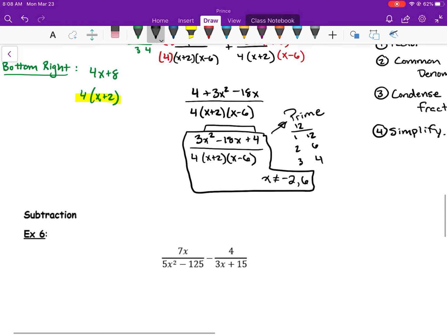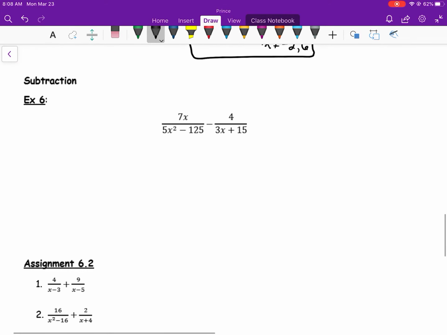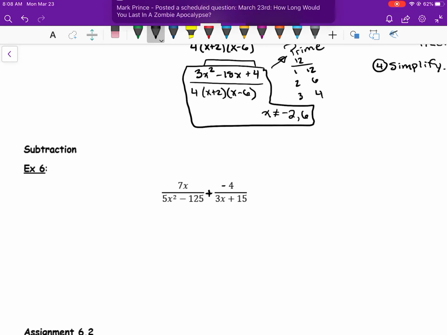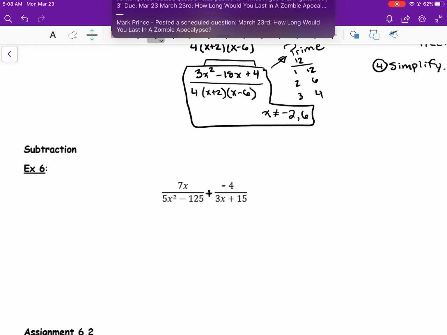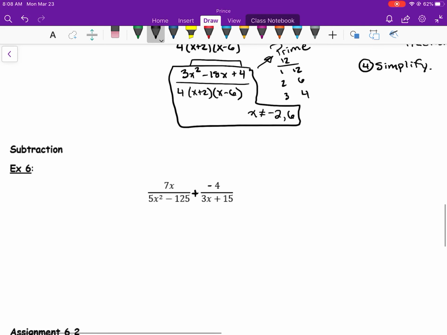Okay, last example. Subtraction. Now, subtraction is no different than addition, just with the minus sign. Alright, so basically this will become addition here, and then that goes to the negative on top. Okay? So you can leave it like that. You don't have to. I like addition, so I like to make it look like that. Alright, so let's factor.